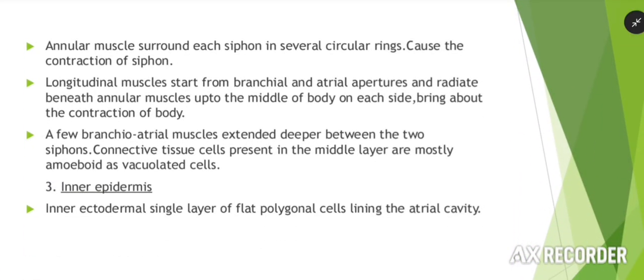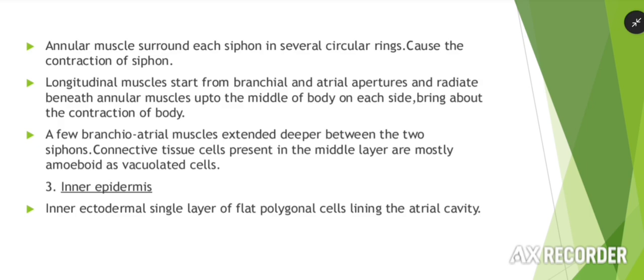Annular muscles होती हैं, surround each siphon in circular rings. Annular muscles, as the name suggests itself, annular something which is circular in structure. Annular muscles surround each siphon in several circular rings. तो ये circular rings की तरह surround करती हैं, ठीक है। ये प्रॉपर नहीं है, मतलब रिंग भी सर्कुलर होती है, so it's not correct to say this. Annular muscles surround each siphon in the form of a ring. Okay, cause the contraction of siphon. Rings होती हैं तो contraction easily cause होता है, इसलिए annular muscles are present at the base of the siphon.